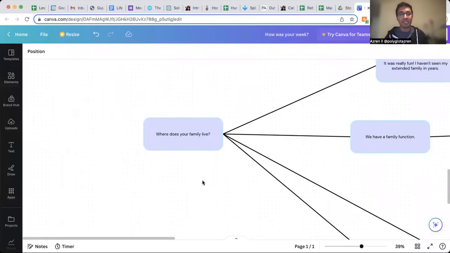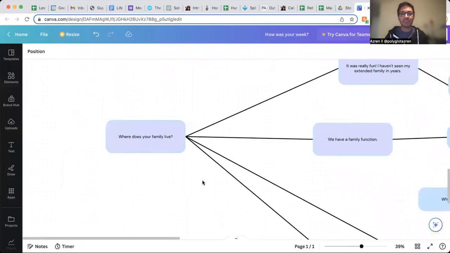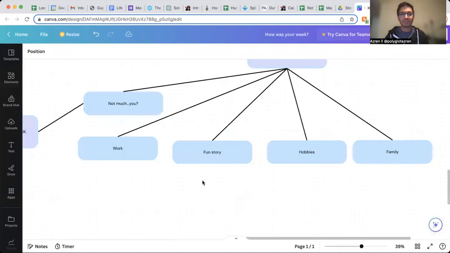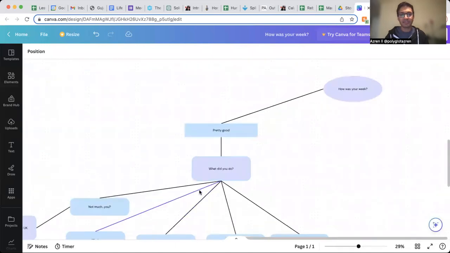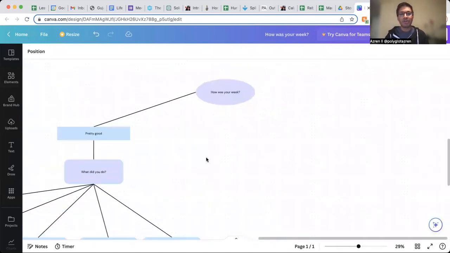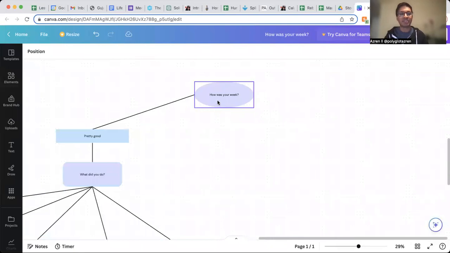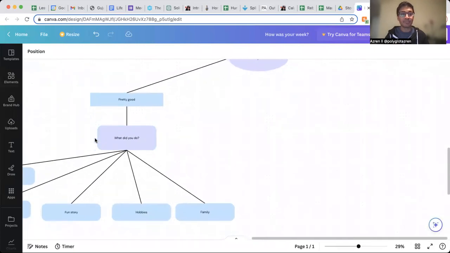And then you can build this tree out. You keep building it out, keep building it out. We scroll over here, right? You'll notice, actually I haven't even done it, but we go all the way back to the top to the question, how was your week? That's what you started the whole conversation with. I built a tree for pretty good. The answer, pretty good, right?